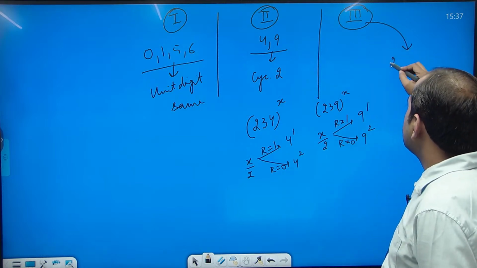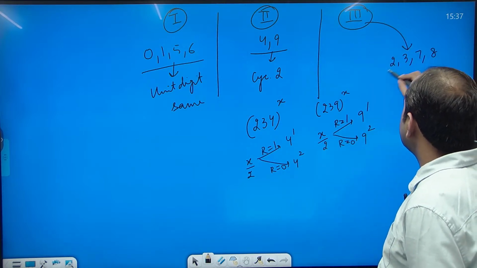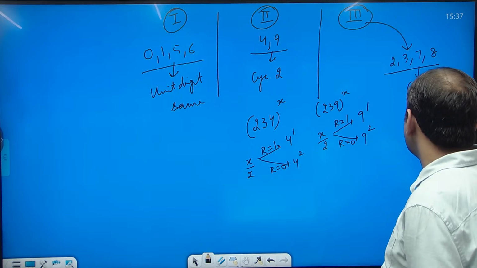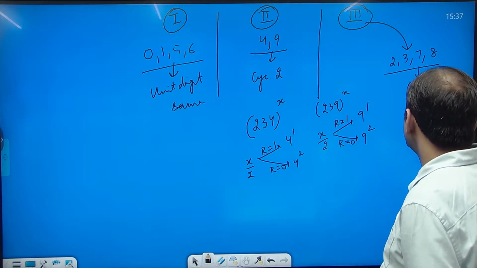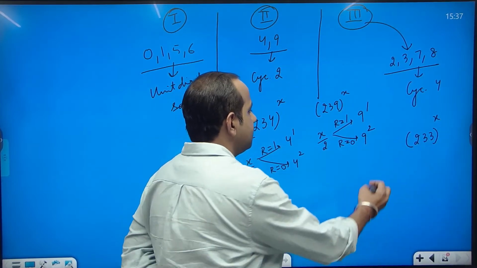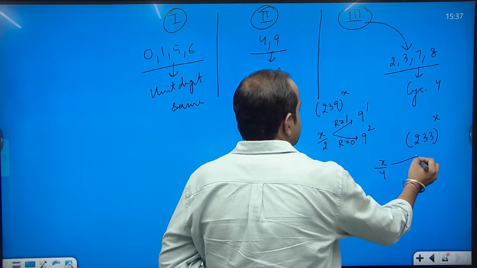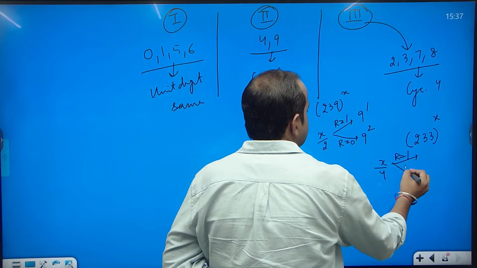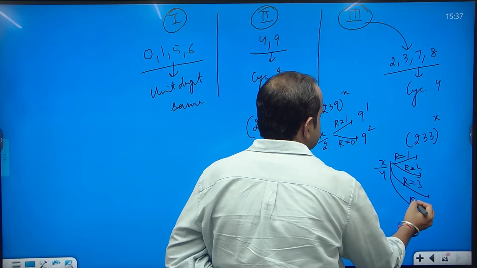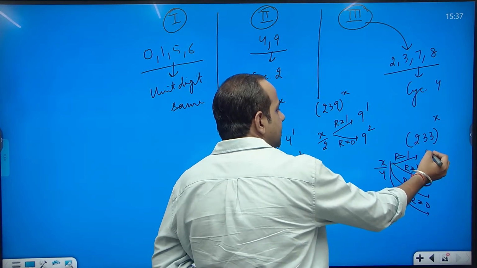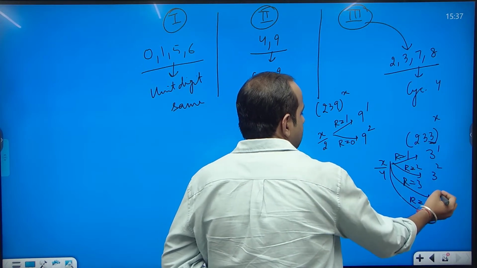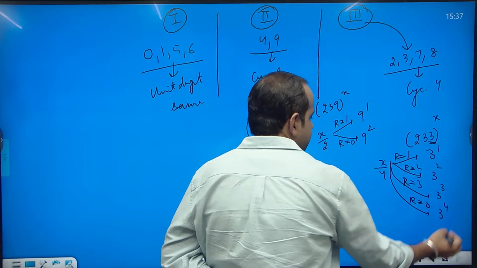The third category is numbers ending with 2, 3, 7 and 8. They have cyclicity 4. So if we have any number like 233 raised to the power x, any number ending with 2, 3, 7 or 8, we have to divide that power by 4. The remainder can be 1, 2, 3 or 0. If the remainder is 1, the unit digit will be 3 to the power 1, because here the unit digit is 3. Then 3 to the power 2, 3 to the power 3, and 3 to the power 4.